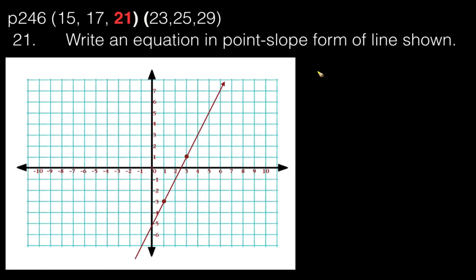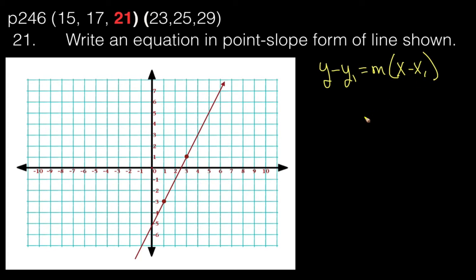So point-slope form. You want to memorize this. You want to write this down as many times as you can. So I'm going to go ahead and give you a second to pause it right here and write down the point-slope formula. Okay, hopefully you wrote this formula because this is the point-slope formula.